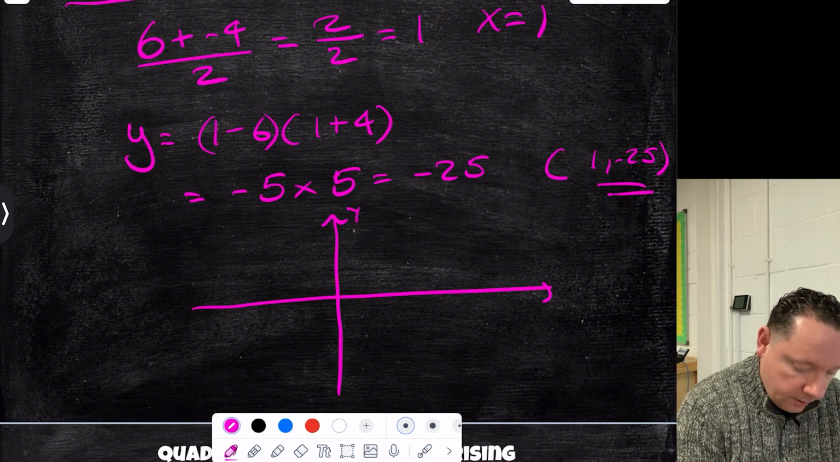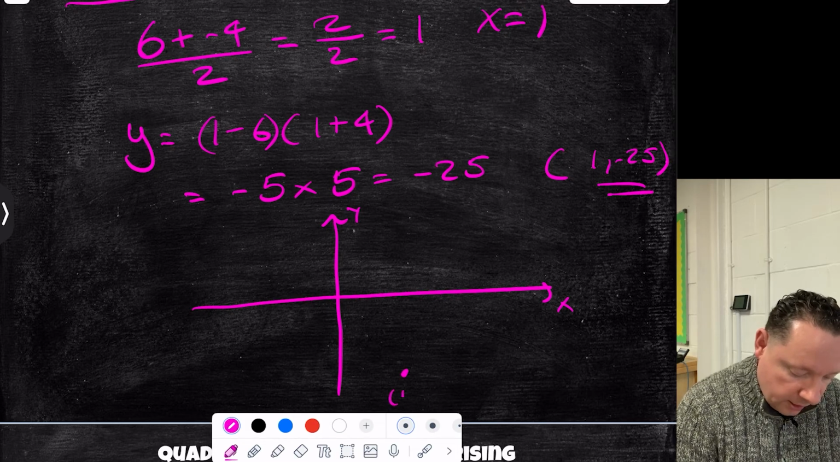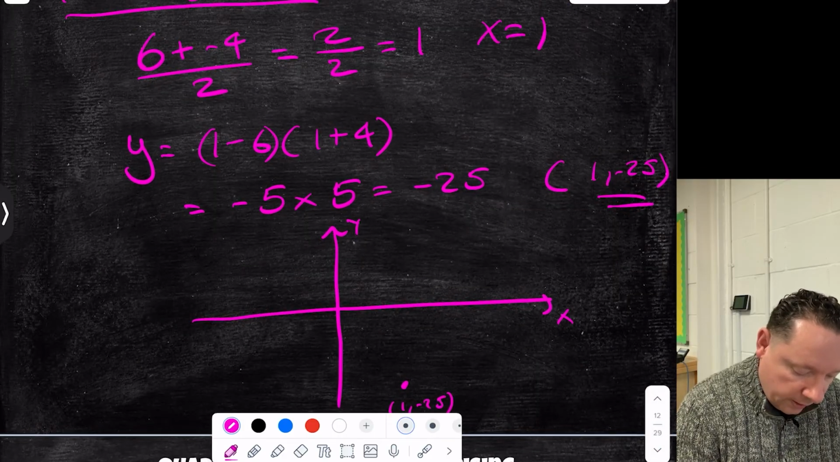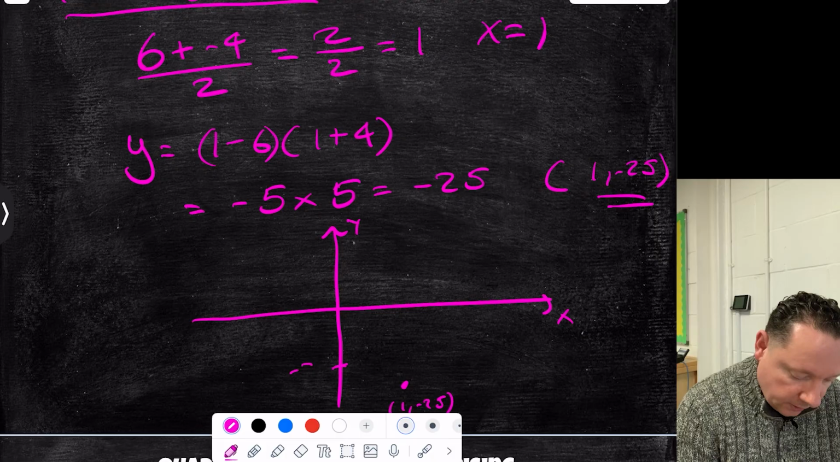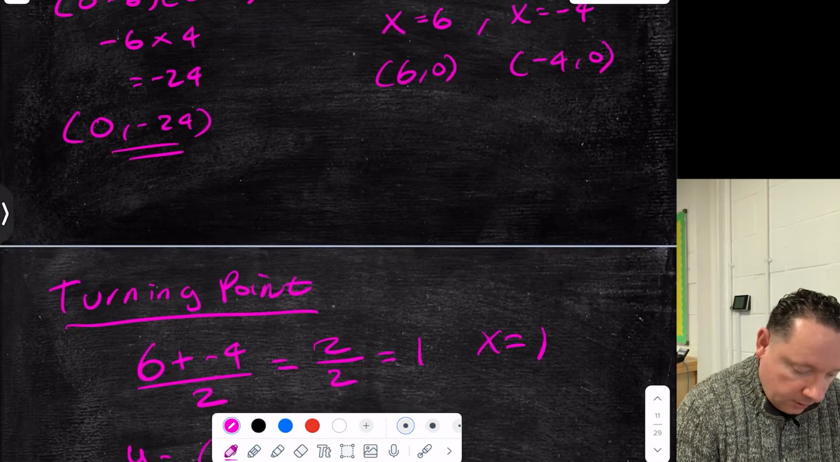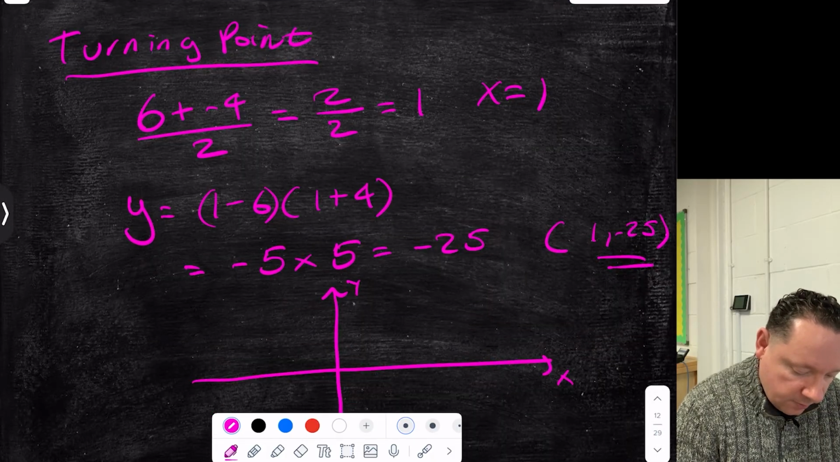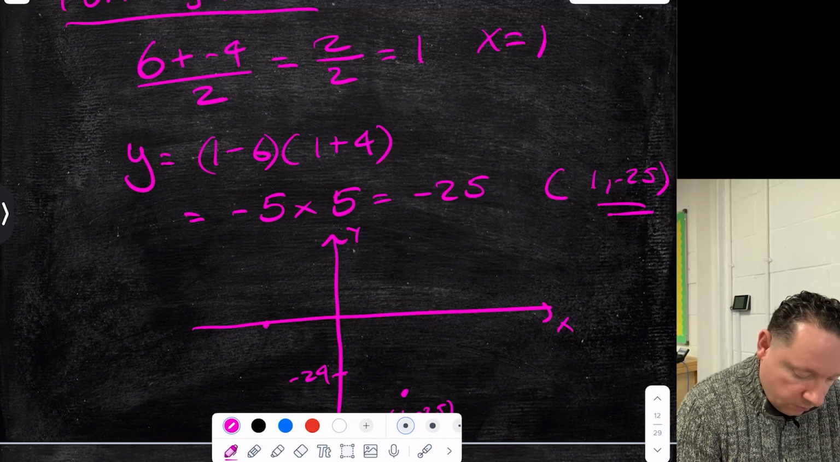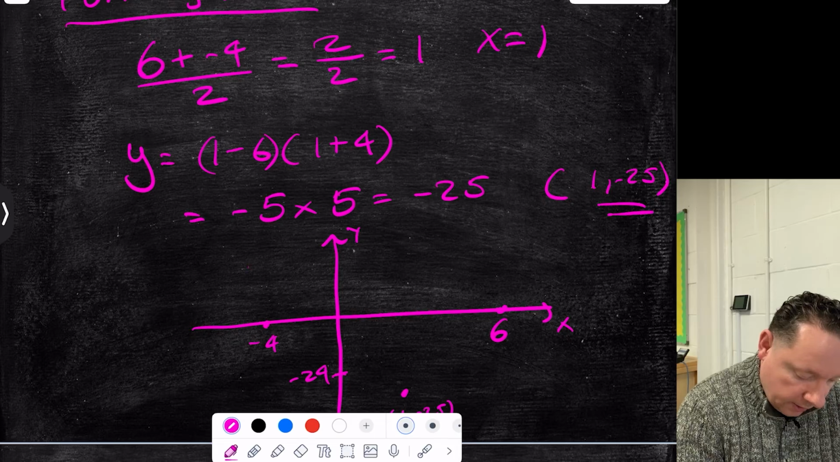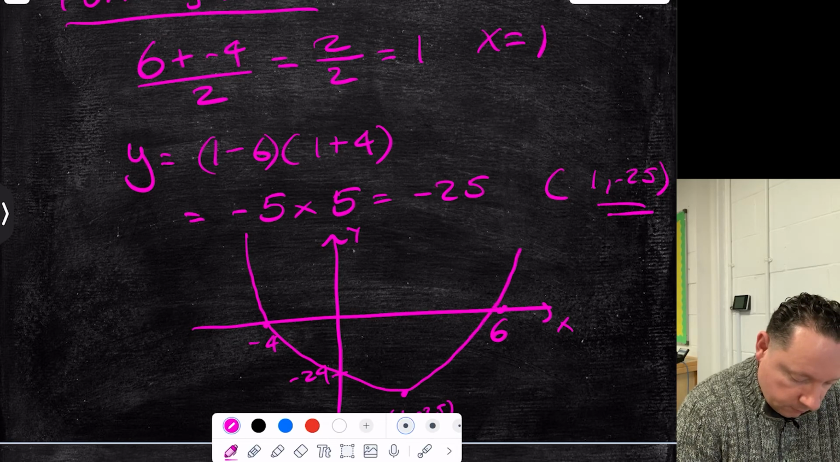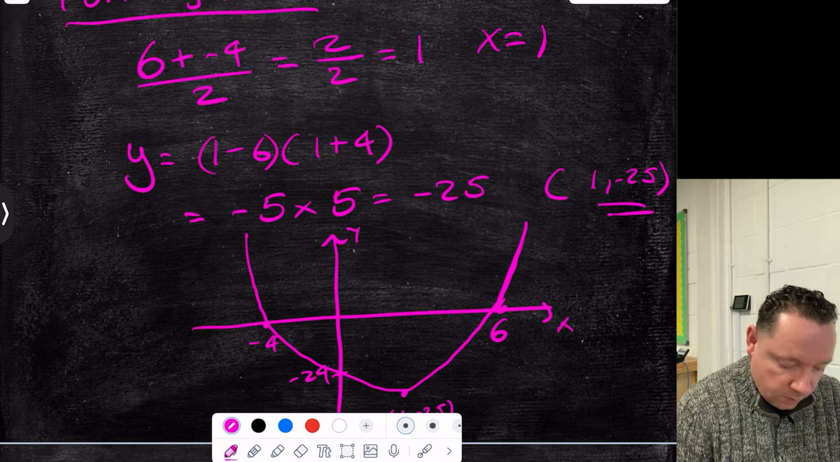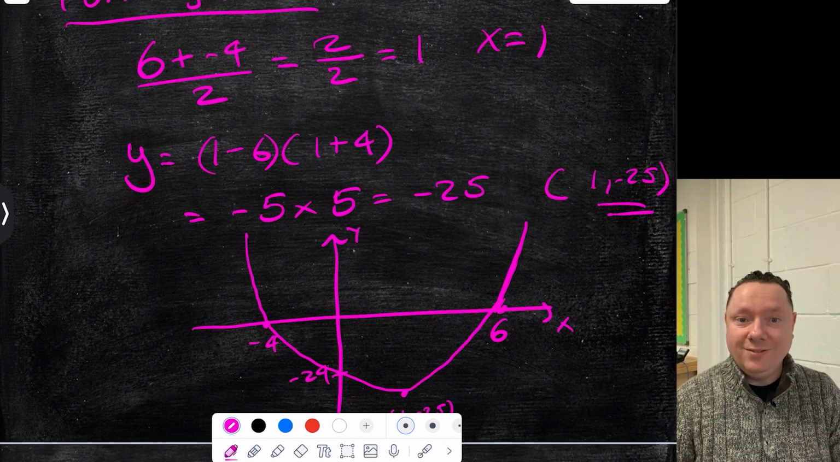X and y. So we've got along 1 and down minus 25, which is labelled (1, minus 25). It cuts the y axis at minus 24, so let's just say there at minus 24. And it goes through 6 and minus 4. So minus 4 over here, 6 over here, trying to make it as symmetrical as I can. And then just a nice curve. Try to make it as neat as you possibly can, but there you are, that's good enough.